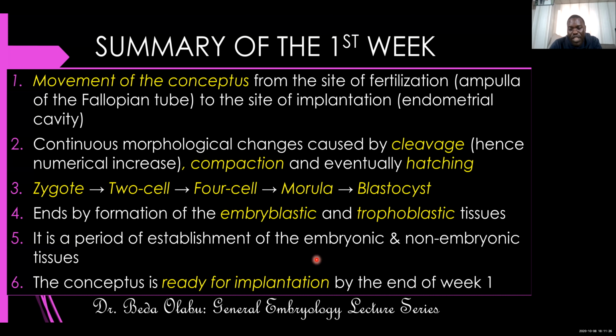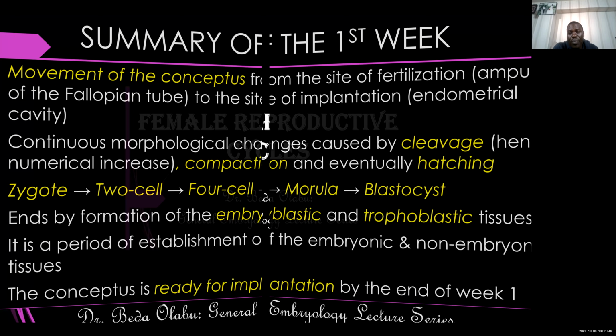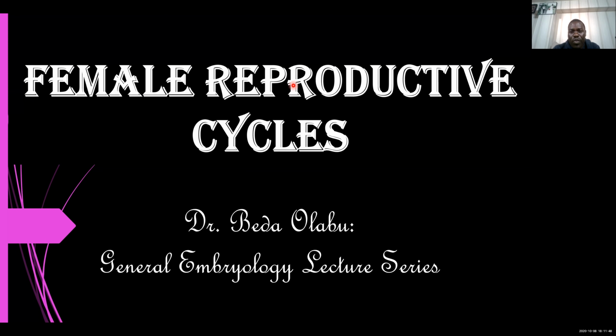At the end of the first week of development, the conceptus is ready for implantation. Remember, the structure that's going to implant is now the blastocyst, the late blastocyst. It's the one that's going to implant. So that is the first week of development. We will stop there now. If you have questions, you can ask. Let me see if there are questions in the chat, but feel free also to unmute yourself and ask a question.